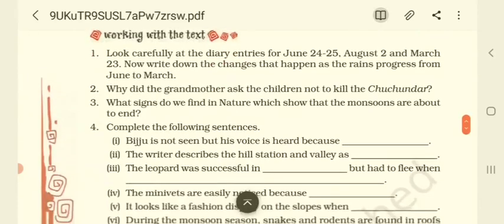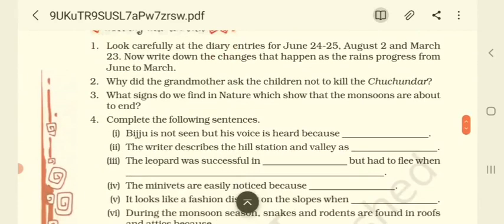Moving on, now working with the text. You are asked to look carefully at the diary entries for June 24, 25, August 2 and March 23. Now write down the changes that happened as the rain progressed from June to March, right? There were a few changes. You have to write them. 2. Why did the grandmother ask the children not to kill the chuchundar? Because according to grandmother, the chuchundars bring good luck. 3. What signs do we find in nature which show that the monsoons are about to end? There are various signs, isn't it?